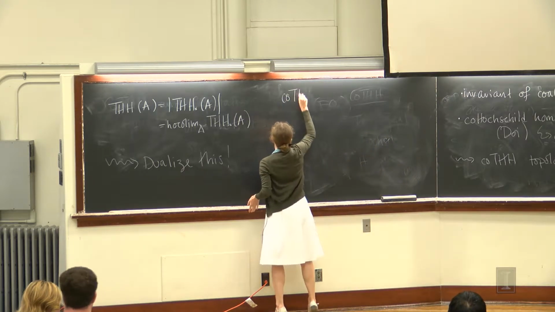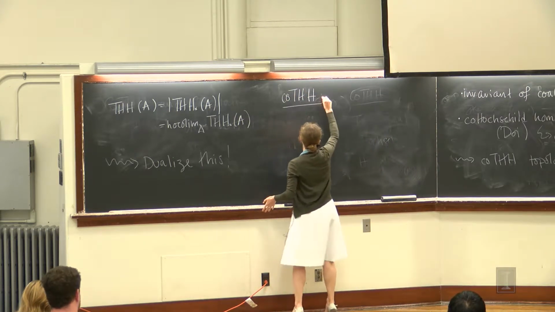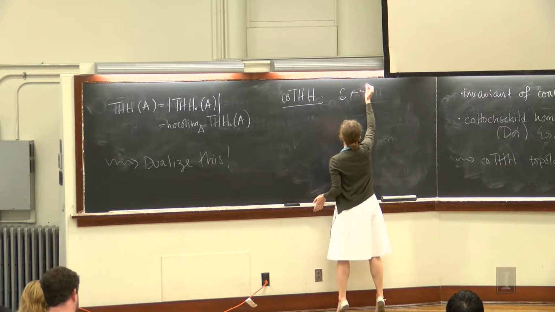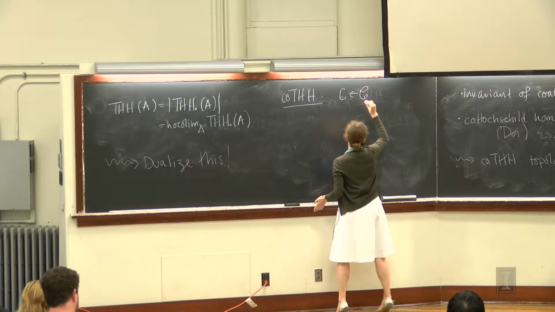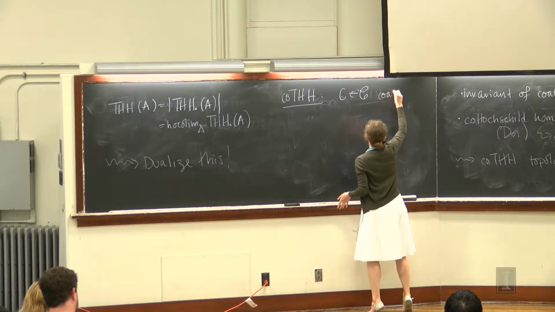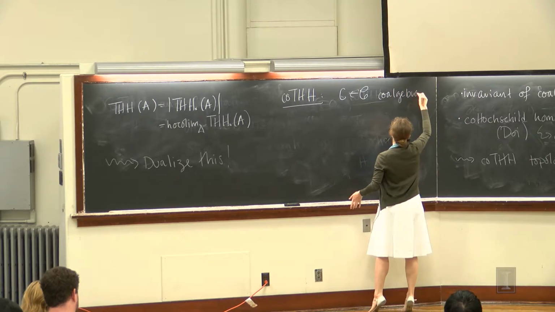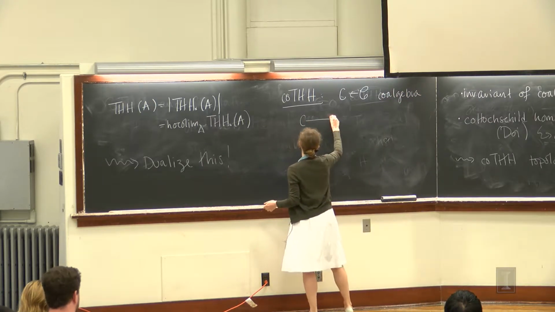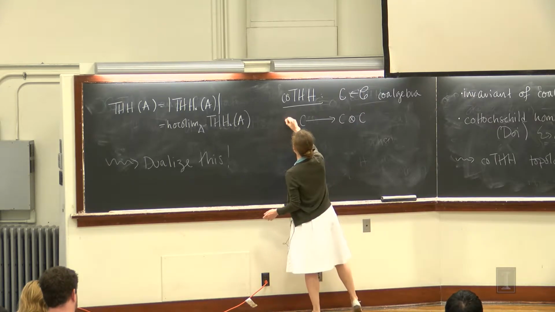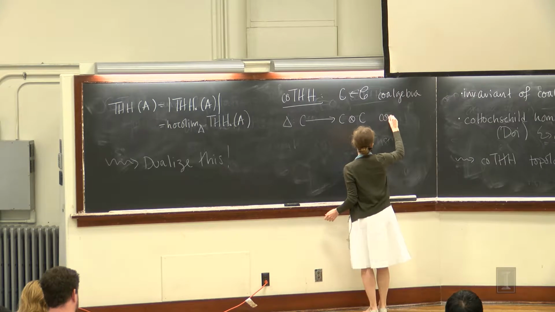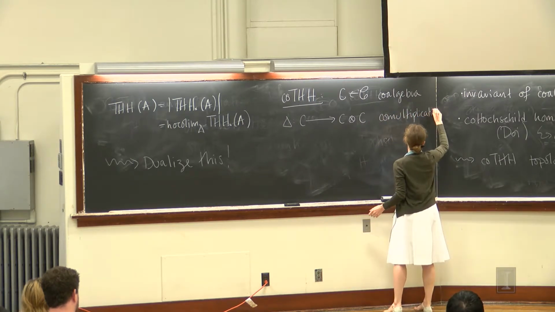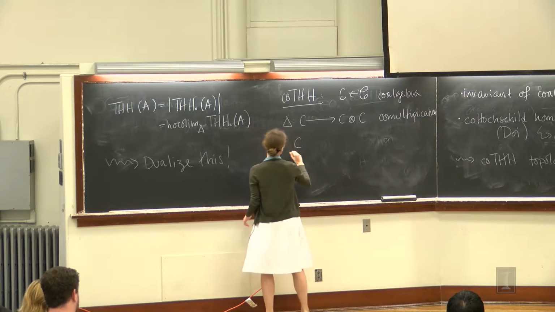So CoTHH, what are we going to do? Well, we're going to say, suppose C in script C, in our same nice monoidal model category, is a coalgebra. So what does this mean? This means that C has co-multiplication, which we'll call delta, and that C has a co-unit map.